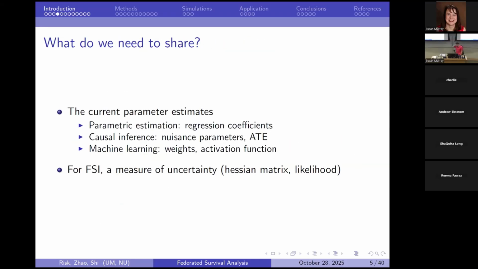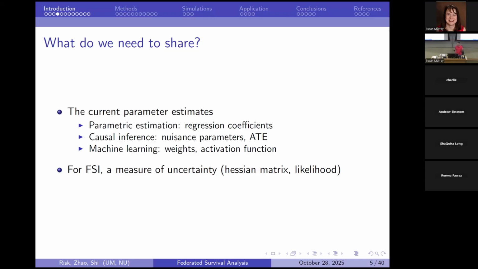So what kind of things get shared when we do federated learning or federated inference? The first thing that always gets shared is the current parameter estimates. So for a regression model, that's going to look like just your standard regression coefficients. For causal inference, that's going to be your nuisance parameters. So you might share regression coefficients for a propensity score model, and then also your current estimate for the average treatment effect. And for machine learning, this might look like something like weights or an activation function.